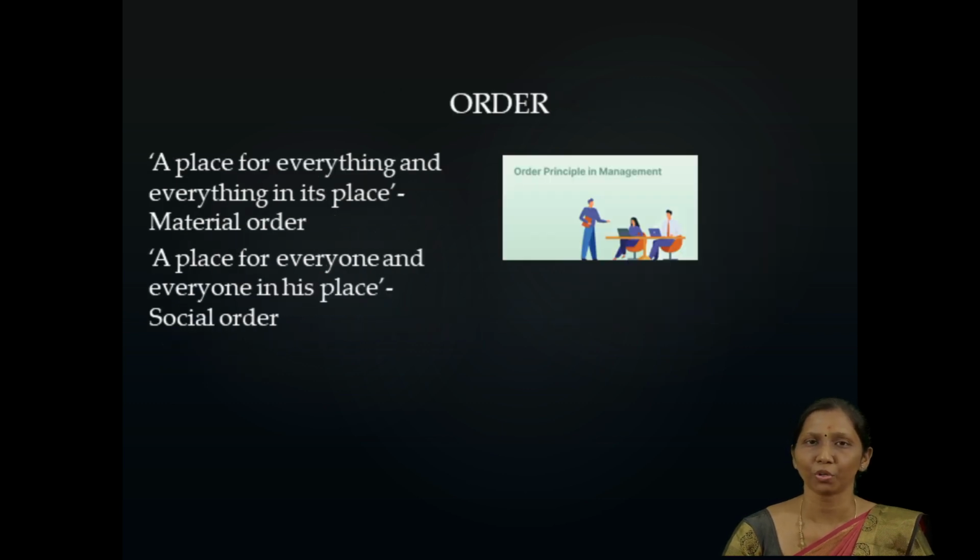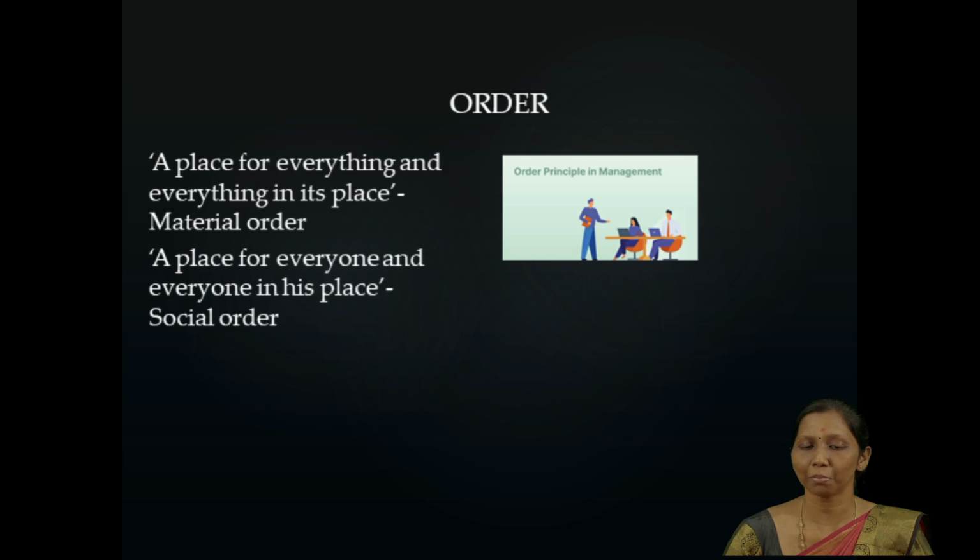Yes, order. What do you mean by order? Order means everything should be in a proper place. So Fayol insisted that everything and every person should be in a correct order. He classified order into two categories: the first is material order and the second is social order.